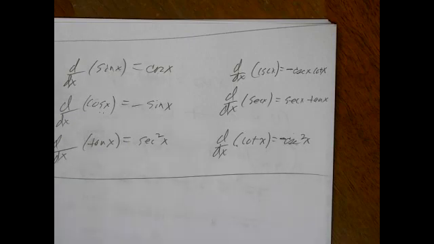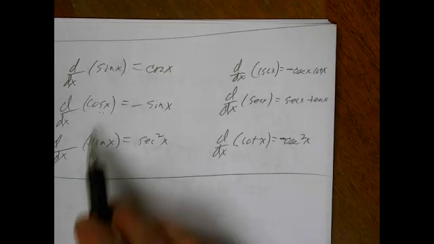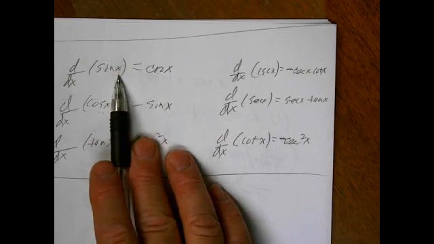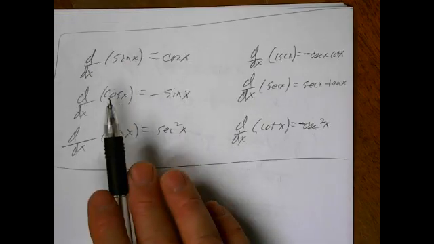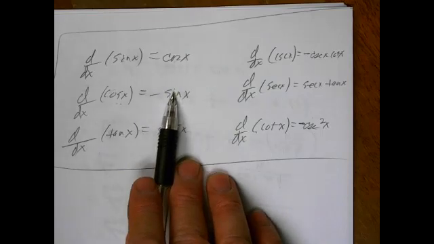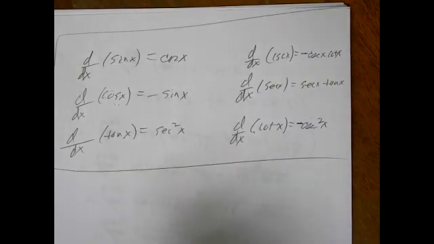And again, remember, when you're taking the derivative of sine, you get cosine only if you're in radians. When you take the derivative of cosine, you get negative sine, but only in radians, etc. All right, so always be aware of that. Other than that, all of your previous derivative rules hold true.